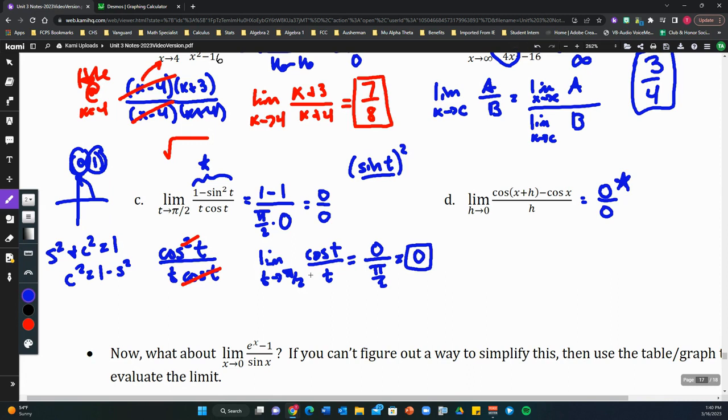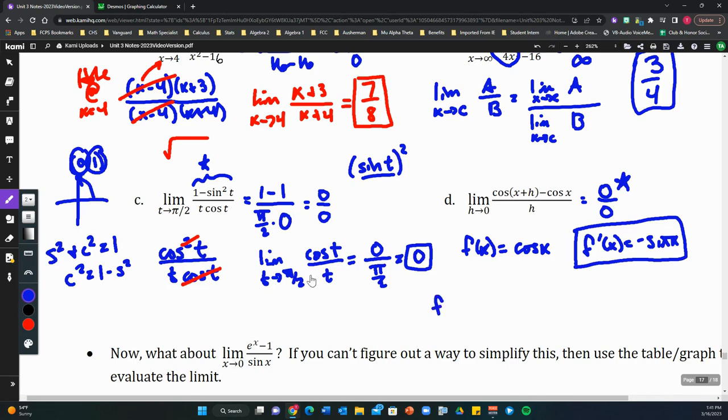This is another way of saying my original function is cosine of x, and I want to know what f prime of x is equal to. Well, the answer to that is negative sine of x. We know that from our derivative rules. But again, the limit definition says that f prime of x is equal to the limit as h, or remember, we can also use that delta x notation, but h is easier to work with, of f of x plus h minus f of x all over h.